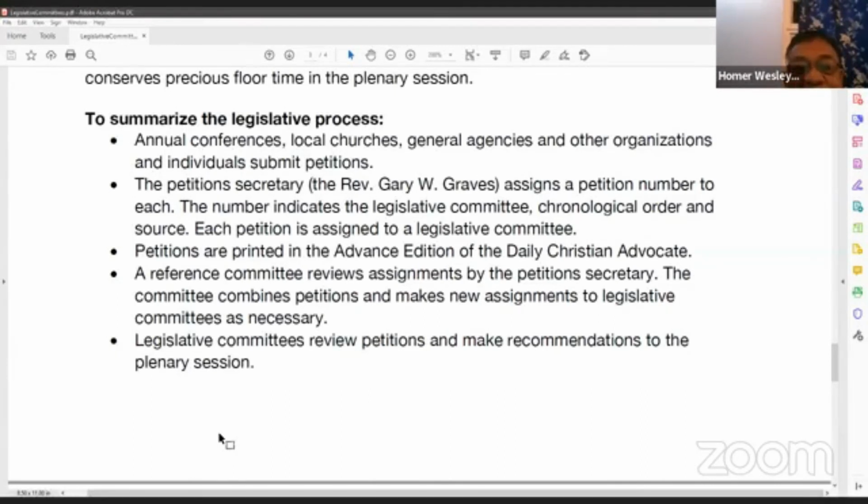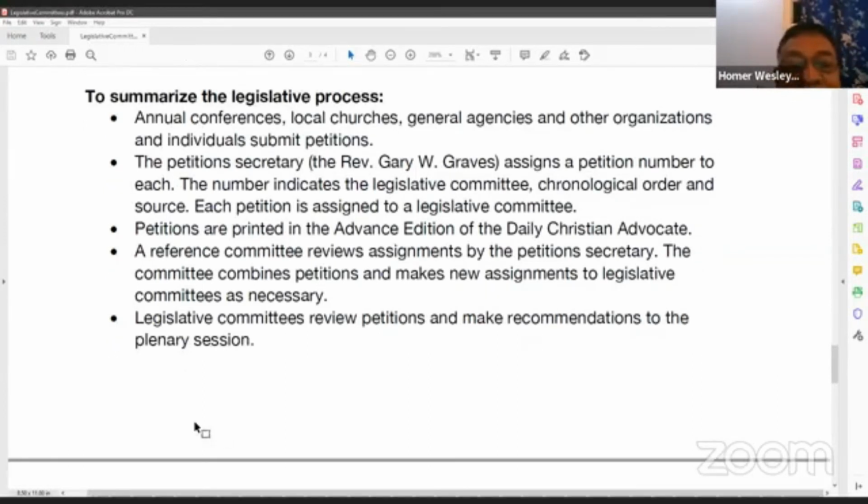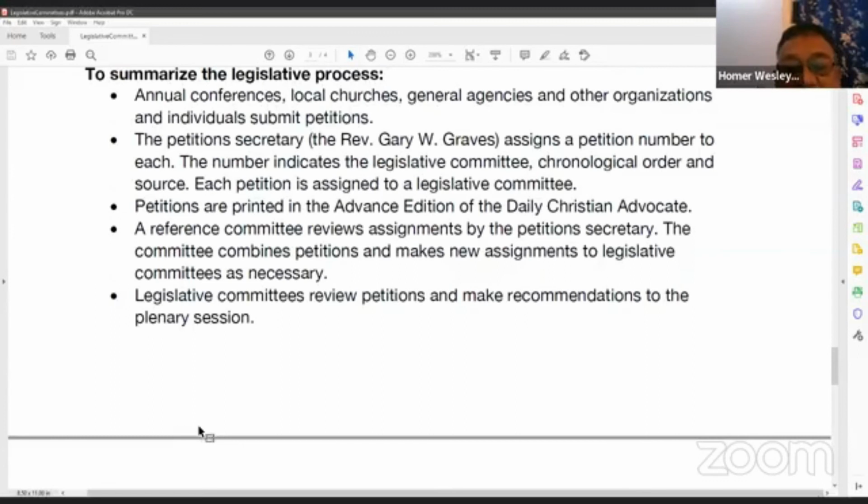Then a reference committee reviews assignments by the petition secretary. The committee combines petitions and makes new assignments to legislative committees as necessary. Legislative committees review petitions and make recommendations to the plenary session. This is especially for those who are elected delegates to the General Conference. For those of you who have experienced this, you know this is the process. Every delegate participates in the General Conference through the legislative committees.